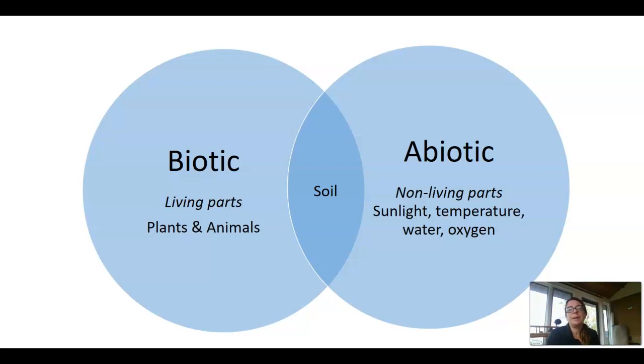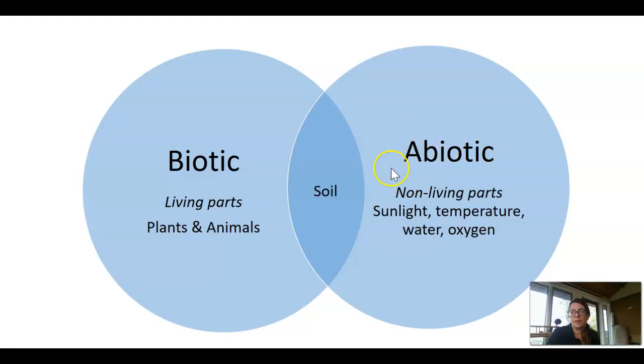Now, when we think about an animal's habitat, there are both biotic or living things, living factors, and there are also abiotic or non-living factors. So the biotic, the living factors, include things like the plants and the animals that are living in that habitat.